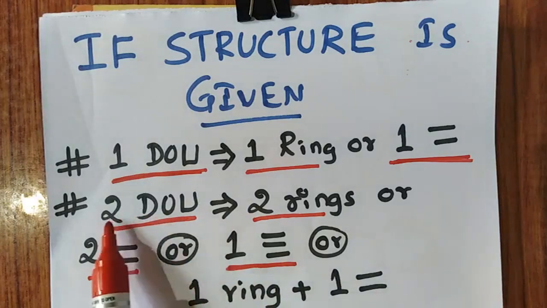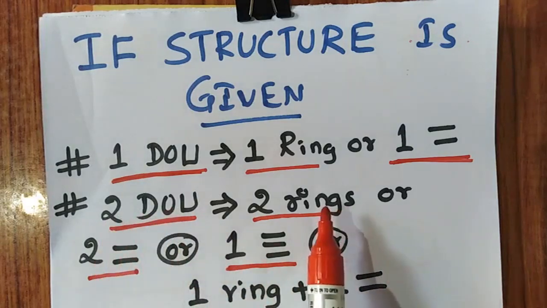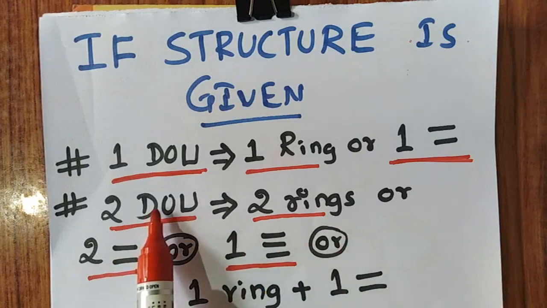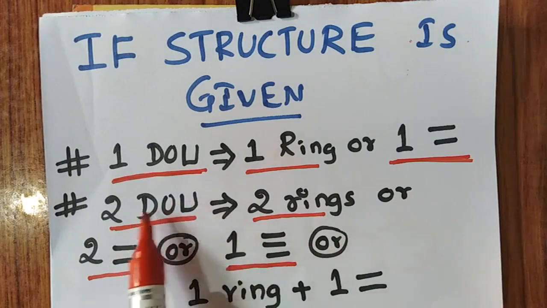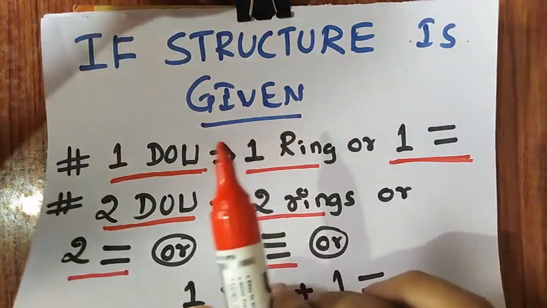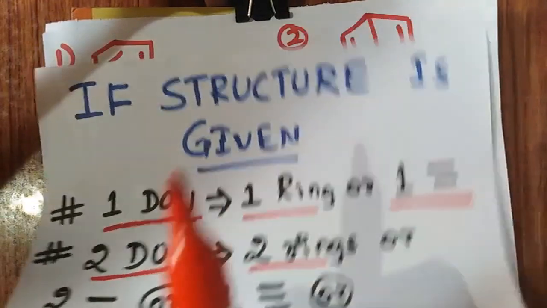Once again I will tell you, 2 degrees of unsaturation is equal to 2 rings you can consider. That may be a 3 membered, 4 membered, 5 membered, 6 membered, or 10 membered ring, or 2 double bonds should be there. Or 1 triple bond, which you can consider as 2 double bond equivalent, or degree of unsaturation, or 1 ring plus 1 double bond should be there. This you can understand with the help of these examples.